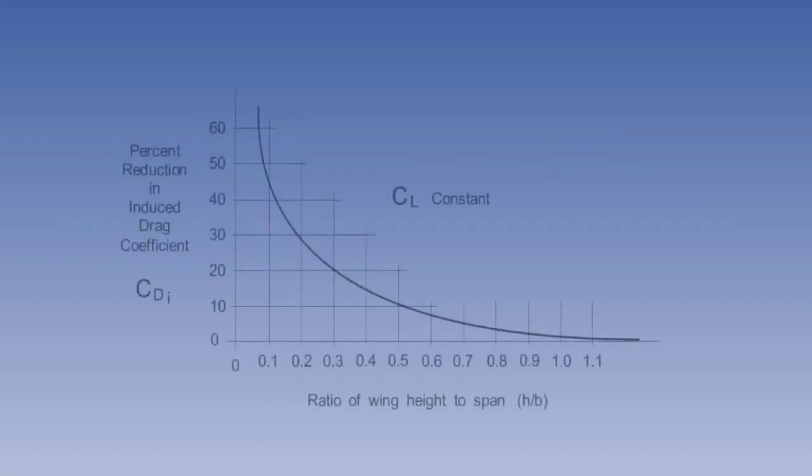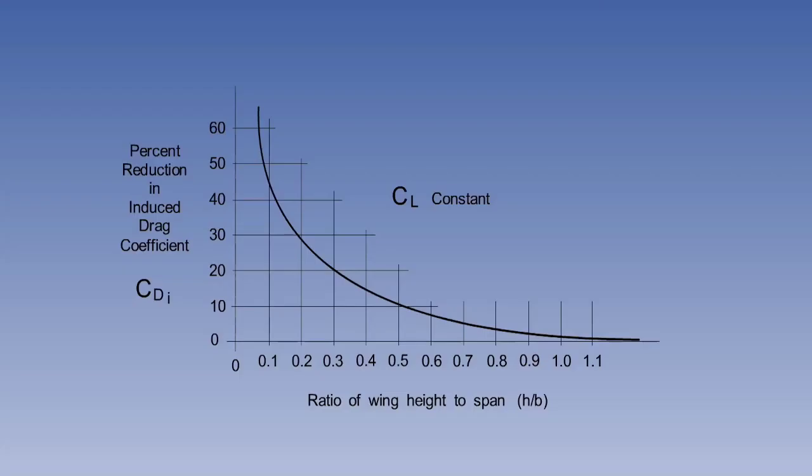The influence of ground effect depends on the distance of the wing above the ground. A large reduction in the induced drag coefficient, CDI, will only occur when the wing is very close to the ground, that is, within about half a wingspan.